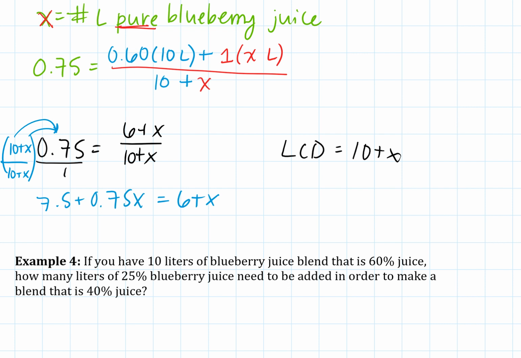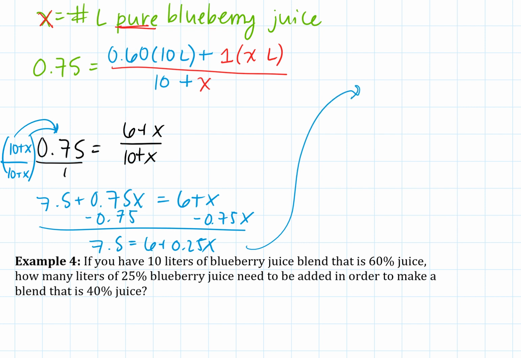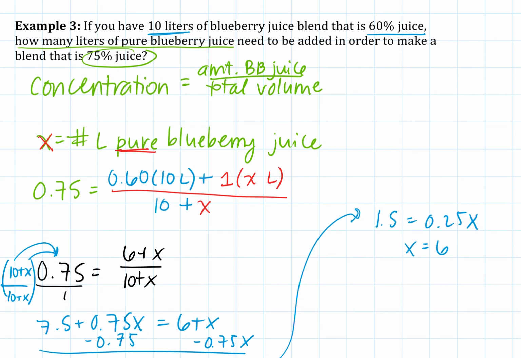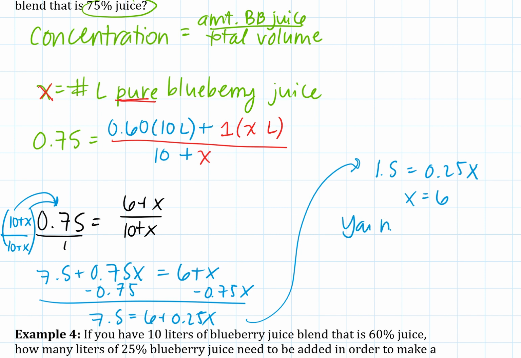This turned into a linear equation. That's nice. We'll get the x's on one side: 7.5 equals 6 plus 0.25x. And we'll get everything else on one side. We can subtract the 6. You get 1.5 equals 0.25x. And so x is 6. Again, x is a variable we define, so let's go back to the original problem. How many liters of pure blueberry juice do you need? You need 6 liters of pure blueberry juice.